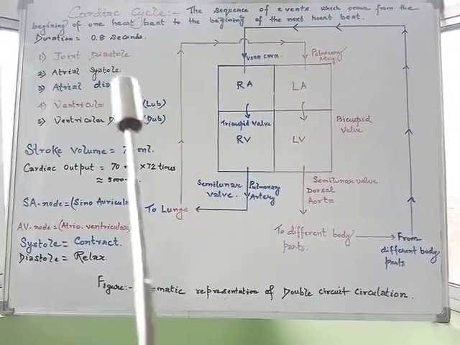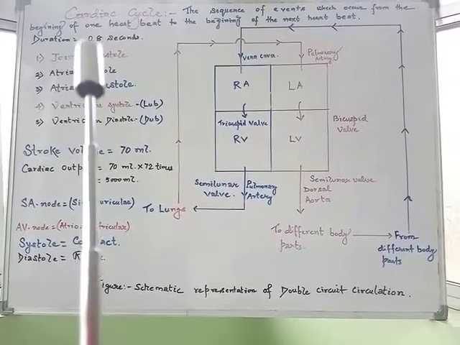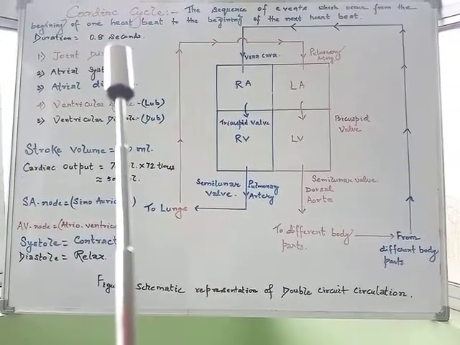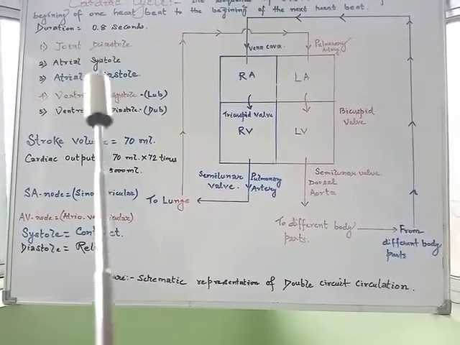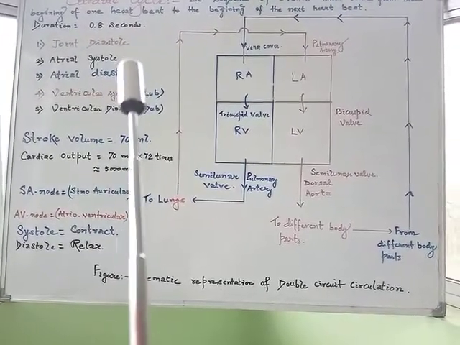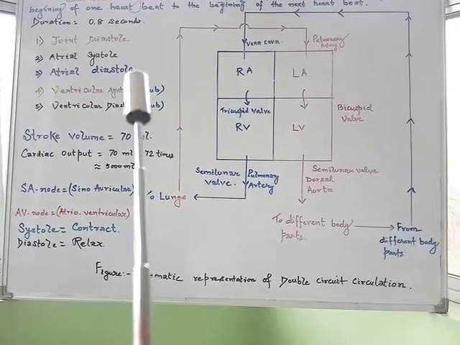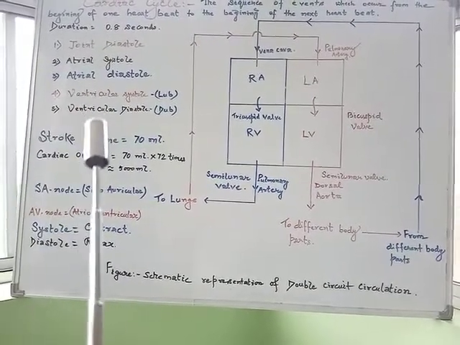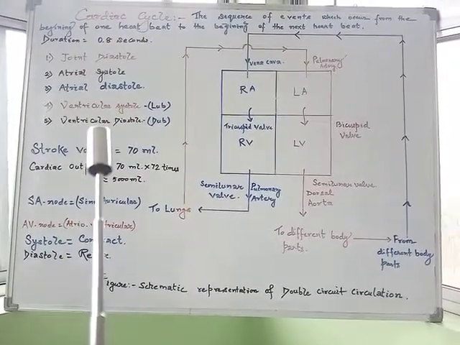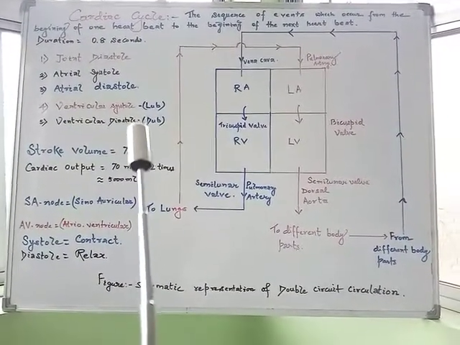Each cardiac cycle lasts for about 0.8 seconds, and it consists of 5 phases: joint diastole, followed by atrial systole, then atrial diastole, followed by ventricular systole, and then followed by ventricular diastole.